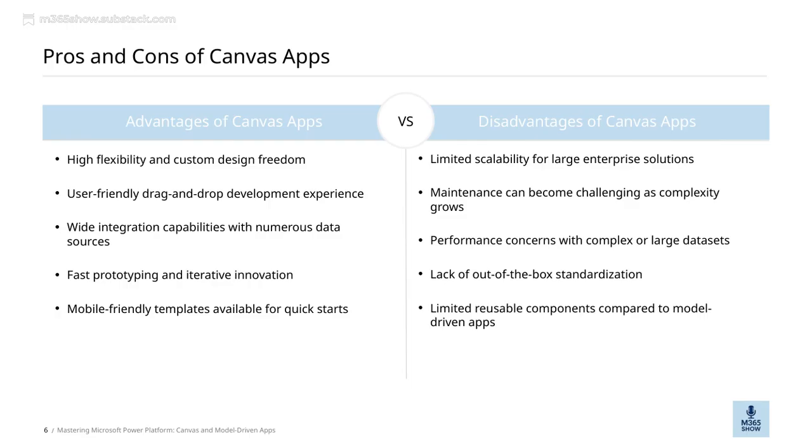However, there are some important limitations to keep in mind. Canvas apps tend to struggle with scalability, especially for large enterprise solutions where performance can become an issue with complex or very large datasets. As your app's complexity grows, maintenance can also become more challenging, requiring more effort to keep everything running smoothly. Moreover, unlike model-driven apps, Canvas apps lack out-of-the-box standardization, which can lead to inconsistencies across different applications. They also have fewer reusable components, meaning you might have to rebuild similar features from scratch more often.